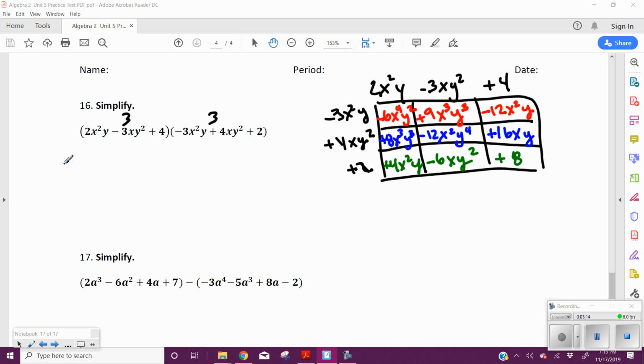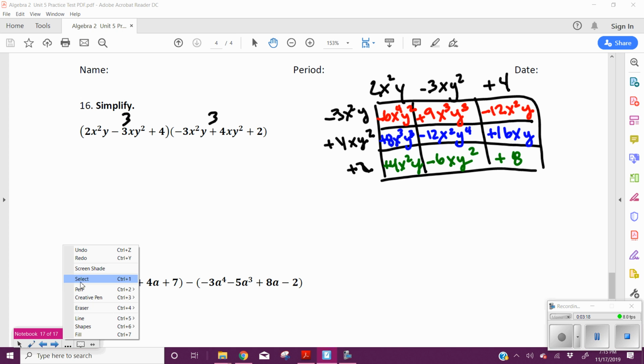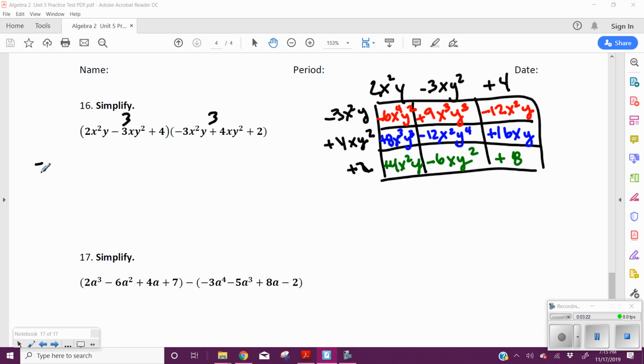And now rewrite the results, combining like terms if possible. So there's no other x to the fourth or y to the second. So this first term is by itself. Negative 6x to the fourth, y to the second.